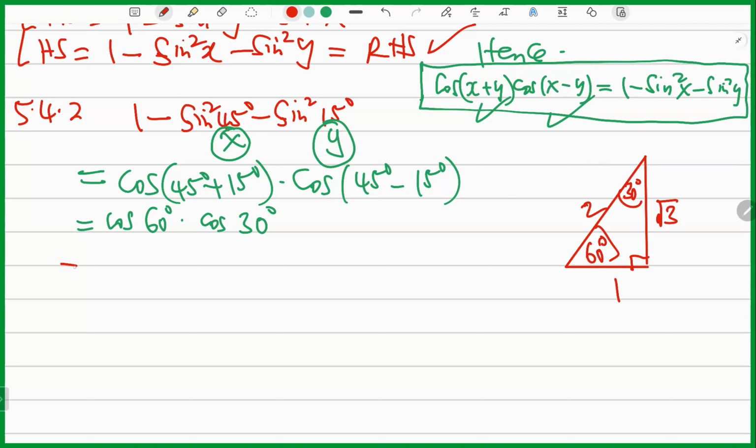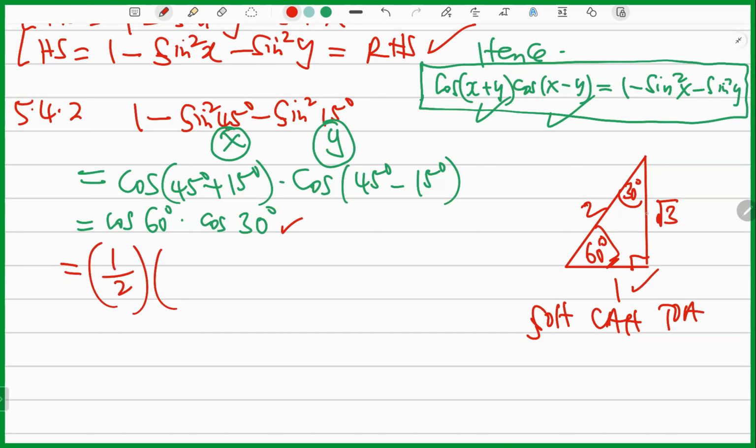So what is the cosine of 60? Okay, we use SOHCAHTOA. The cosine of 60 degrees becomes adjacent over hypotenuse at 60. So adjacent at 60 is 1, the hypotenuse is 2. And then you look for the cosine of 30 degrees. 30 degrees is this one. And adjacent at 30 is the square root of 3 over the hypotenuse, which is 2.